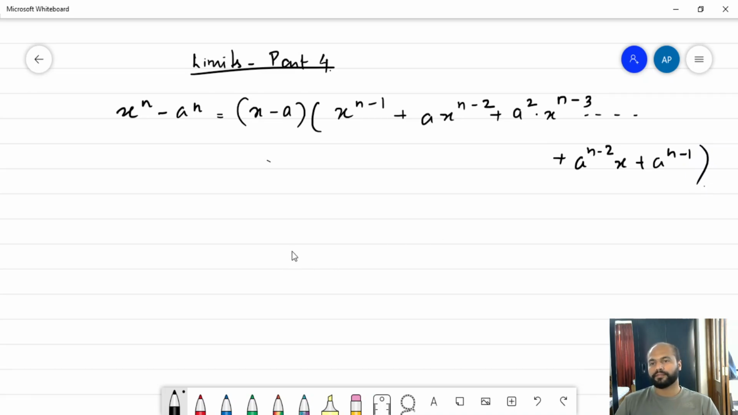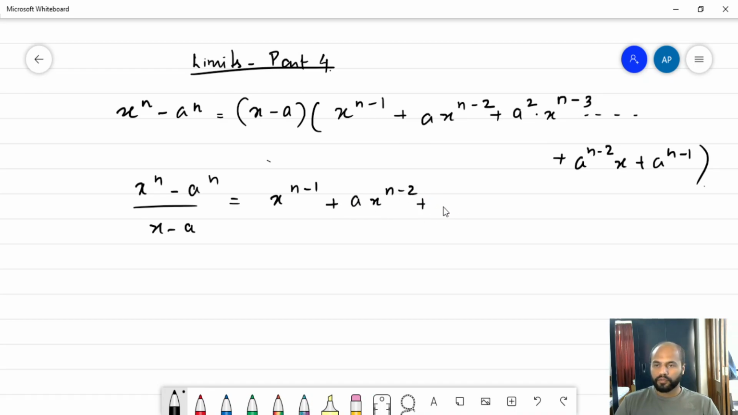That's what we get. So when you multiply this entirely, you're going to get x raised to n minus a raised to n. Now if I divide this, then this becomes x raised to n minus a raised to n divided by x minus a. That's what we get. And on the right hand side, this is going to be x raised to n minus 1 plus a into x raised to n minus 2. This goes on, and finally, the last two terms are as follows.